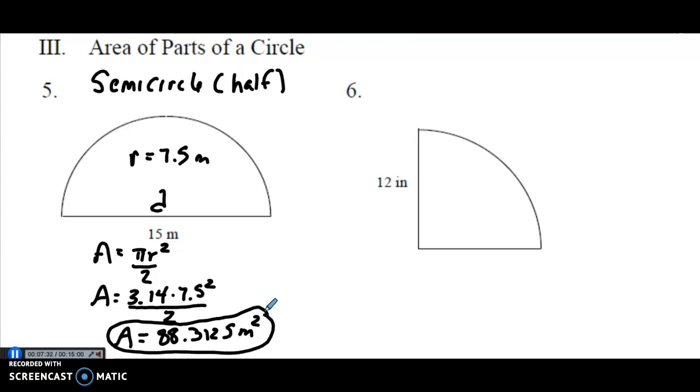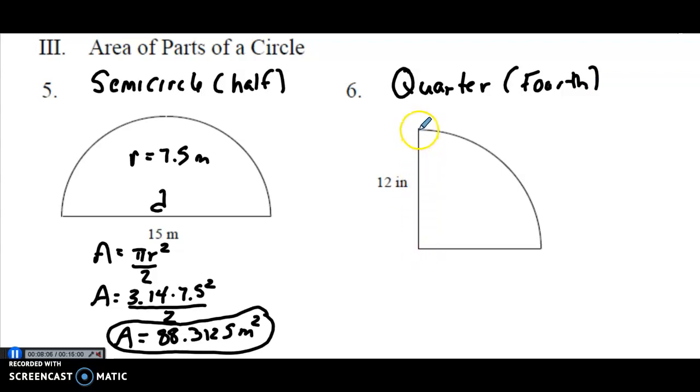All right, number 6 is a new shape to us. Number 6 is a quarter of a circle. A quarter, of course, is a fourth of a circle, so we're going to be dividing by 4 instead of by 2. But what we have to figure out is what this 12 is.